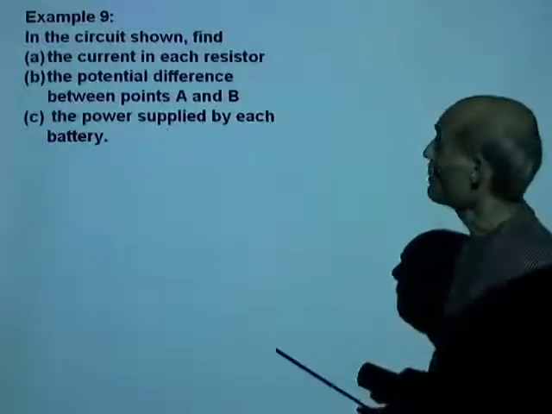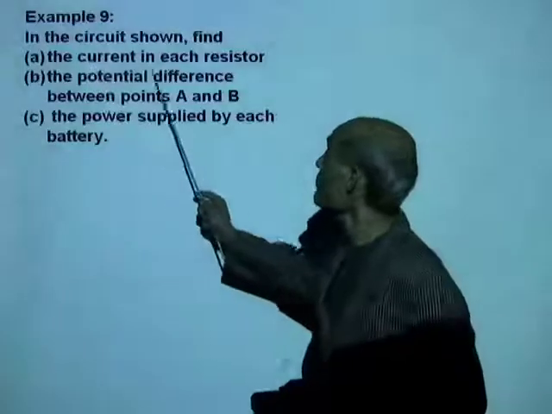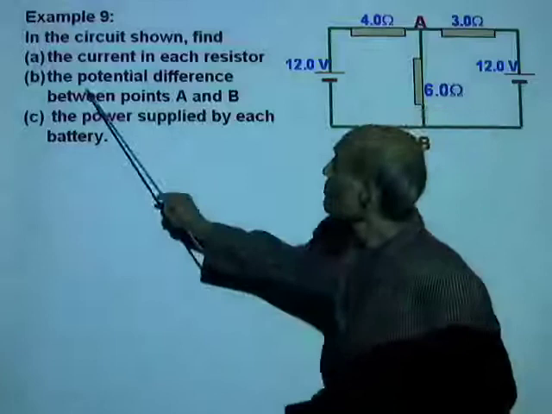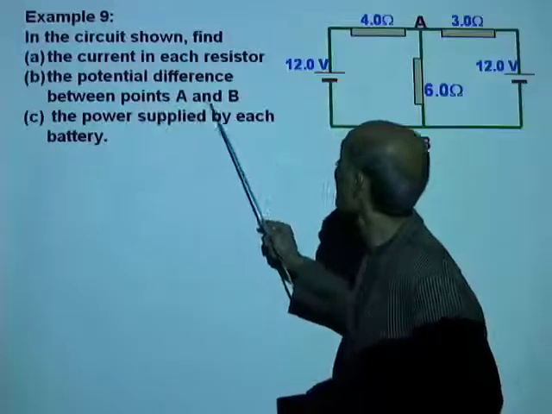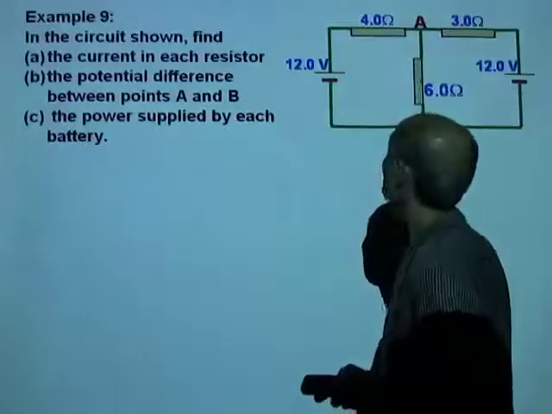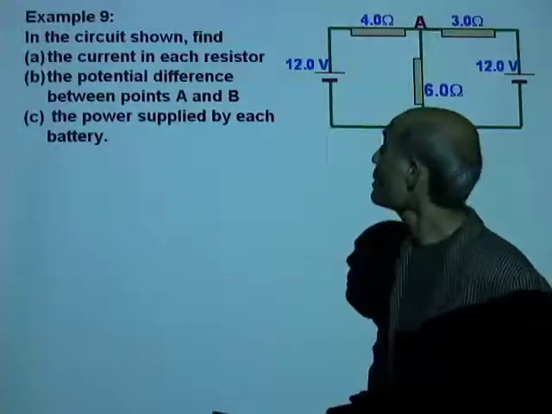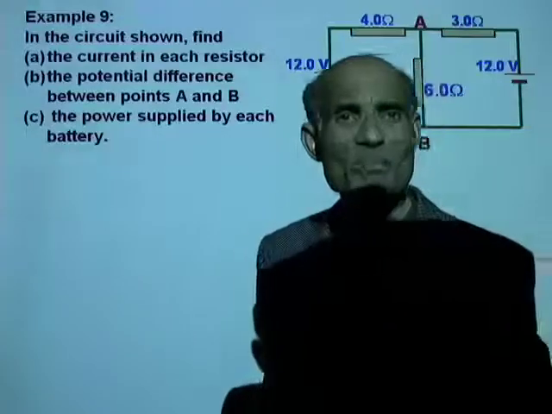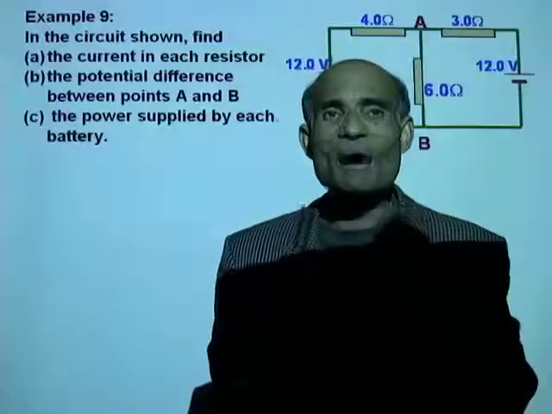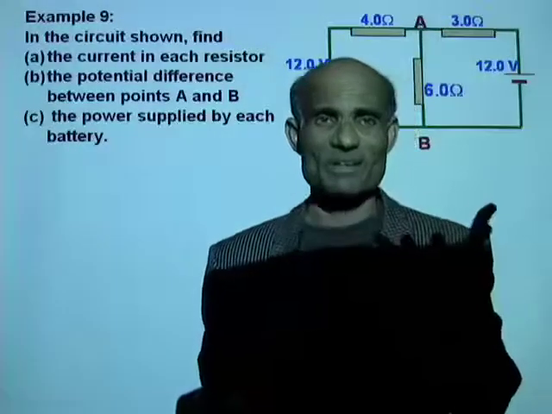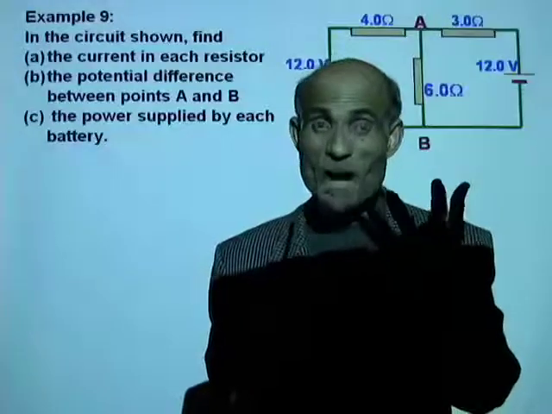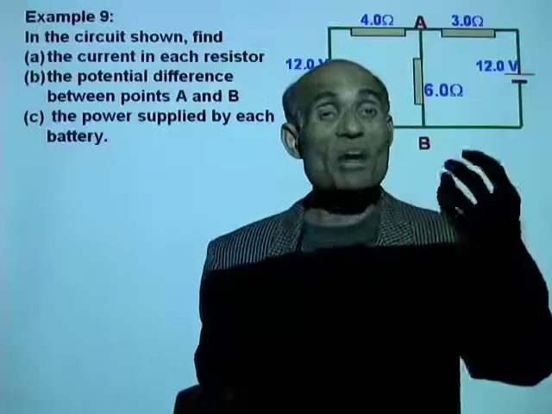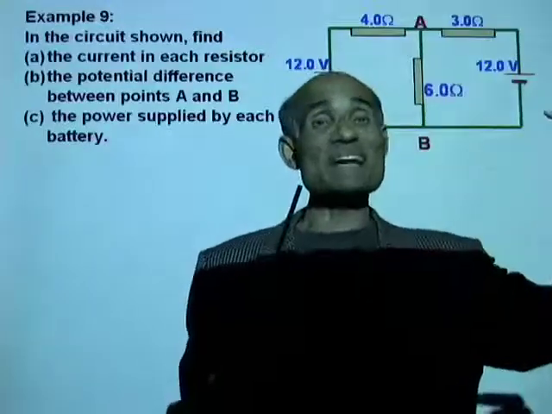In the circuit shown, find A, the current in each resistor, the potential difference between points A and B, the power supplied by each battery. Tell me if you remember, what is the equation for the power supplied by a battery? The power supplied by a battery is its EMF multiplied by the current that flows in that cell or in that battery.